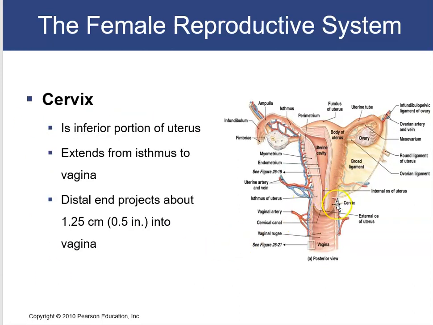The cervix is the inferior portion of the uterus. It runs from the isthmus of the uterus, okay, not the isthmus up here, but the isthmus of the uterus, to the vagina. The distal end of the cervix projects about 1¼ centimeters into the vagina.